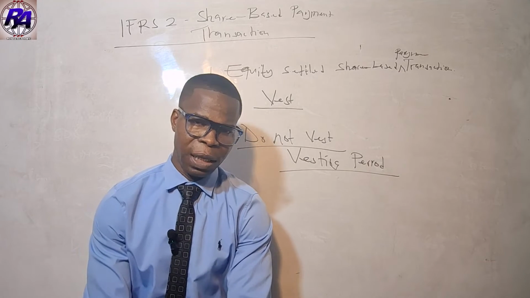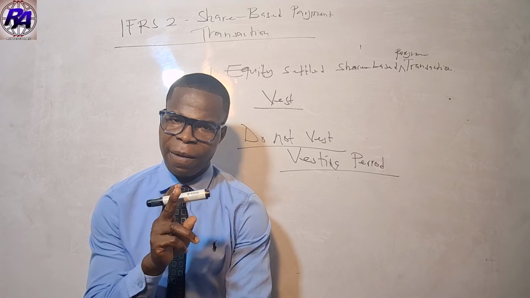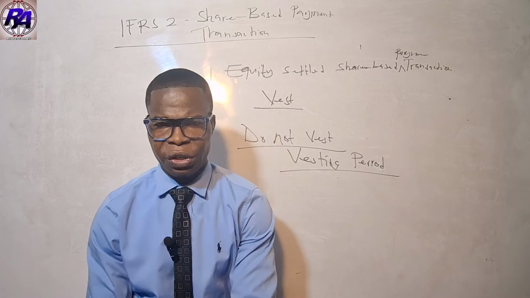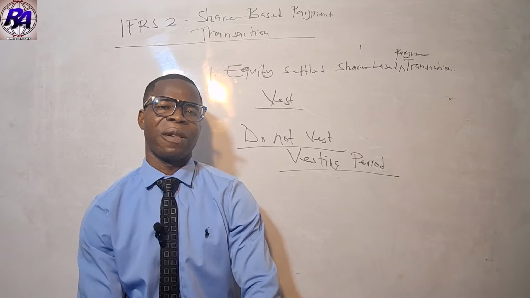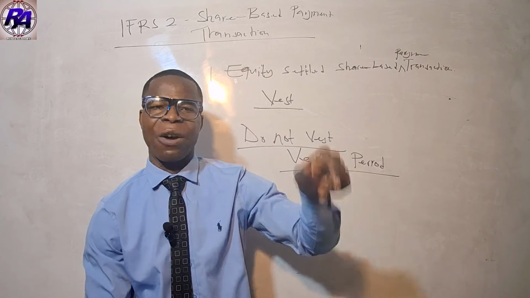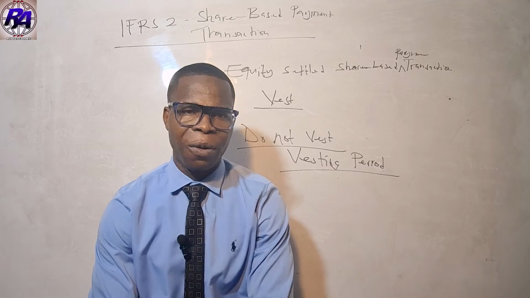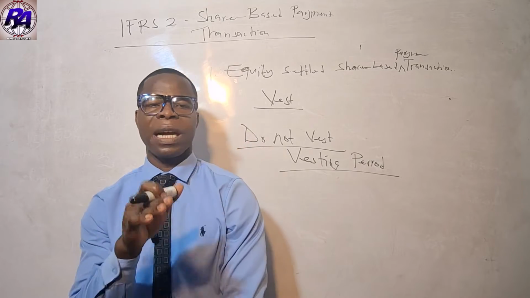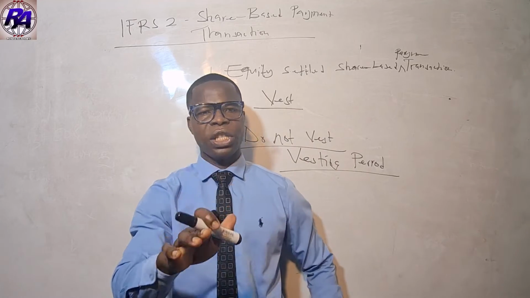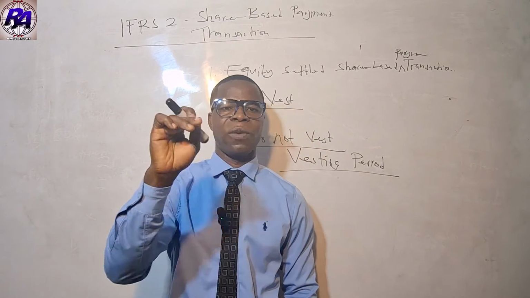If you carefully listen to the presentation, you will hear me say service condition or performance condition. That means there are different types of conditions, and the different types of conditions have different accounting treatments. So if you don't know the different types of conditions, you cannot even account for an equity settled share-based payment. Now let's look at the different types of conditions and how we are going to account for each of them.